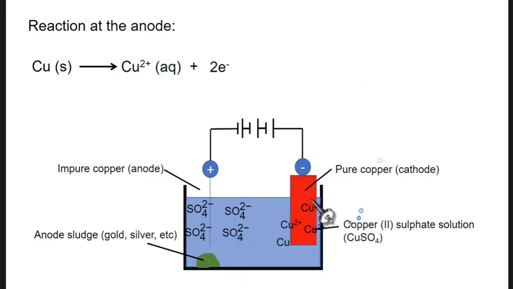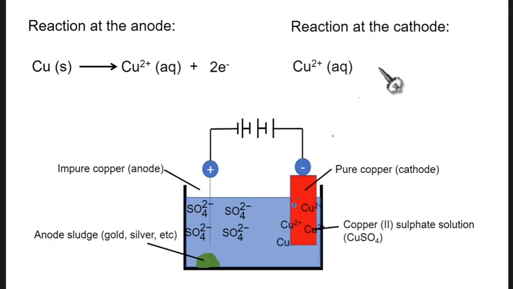Then you also know what is happening at the cathode. So, the reaction at the cathode: we have seen that the copper ions which were here were accepting electrons. When they accept 2 electrons, they form copper atoms, which were making this cathode bigger and bigger.